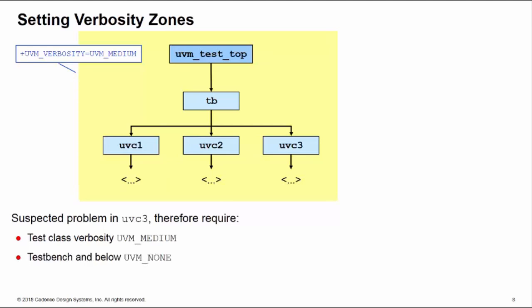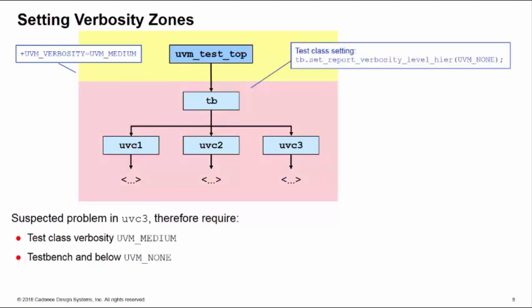Then for my test bench and below, I want to have a lower verbosity to hide the messages from these. So I'm going to use a method call, a code option here from my test class. I'll build a path name down to the TB hierarchy, and I'll set everything below the TB hierarchy to have a verbosity of UVM_NONE.